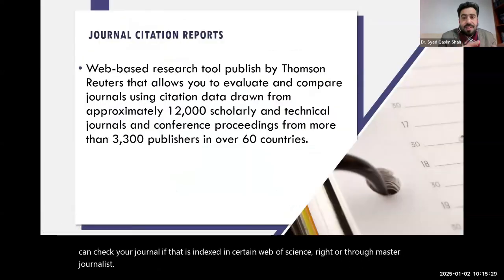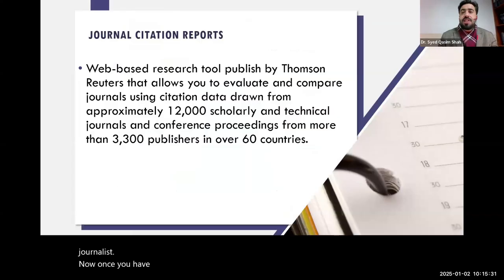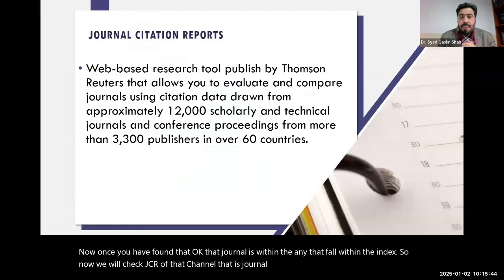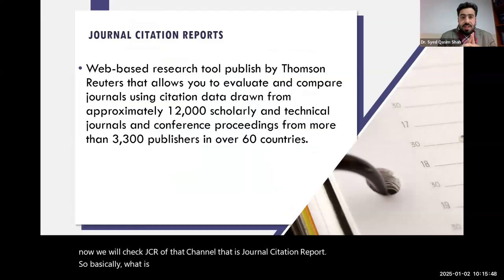Now, once you have found that the journal falls within the index, we will check the JCR of that journal. That is the Journal Citation Report. So basically, what is JCR? JCR is one of the publishing research tools, which is maintained by Thomson Reuters.